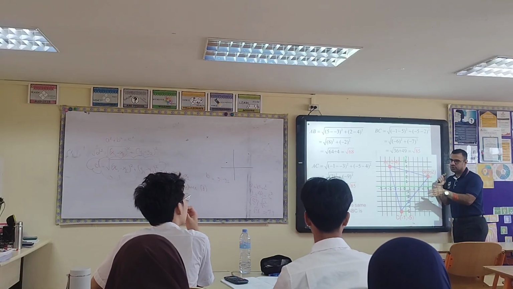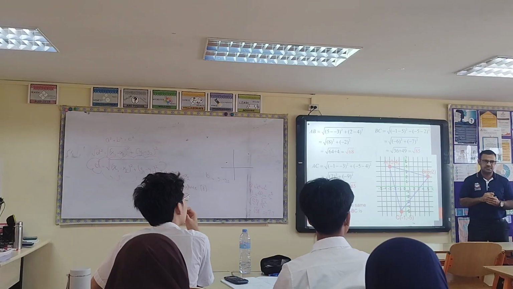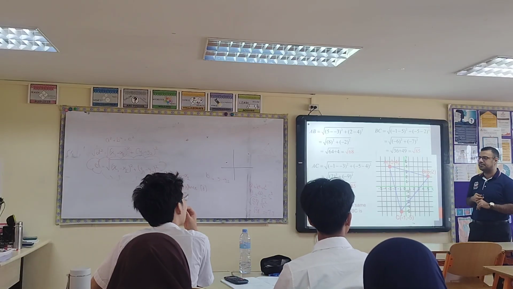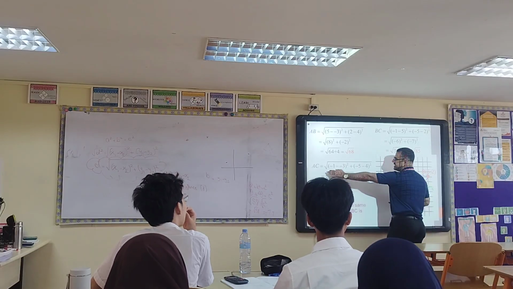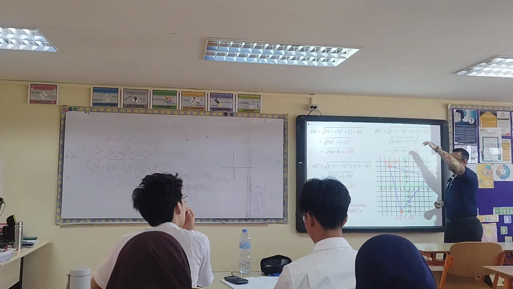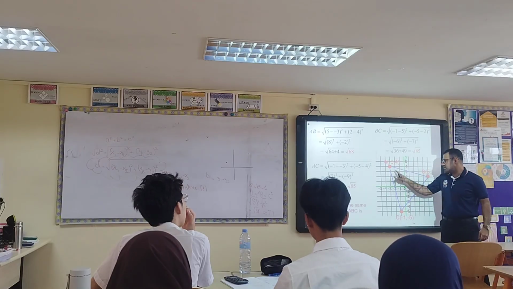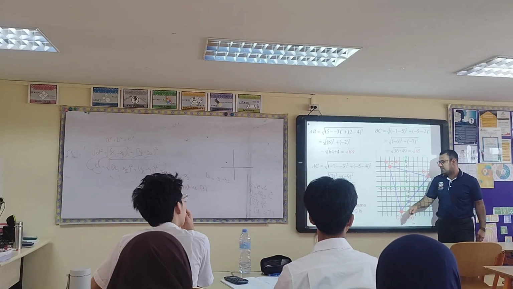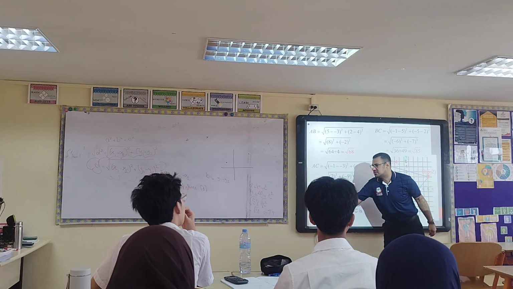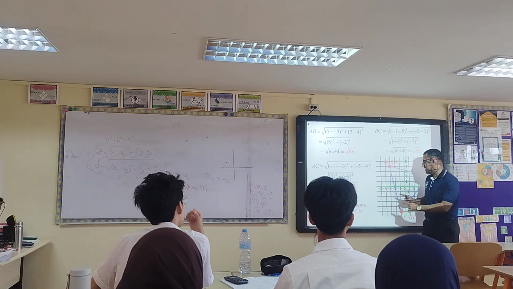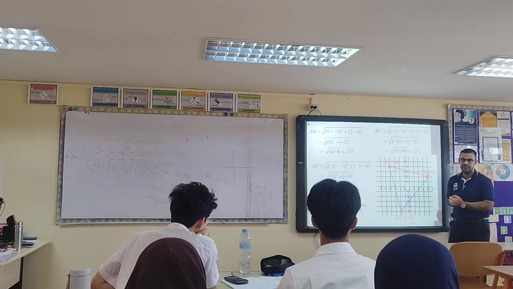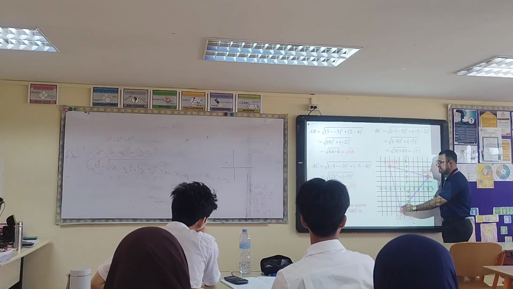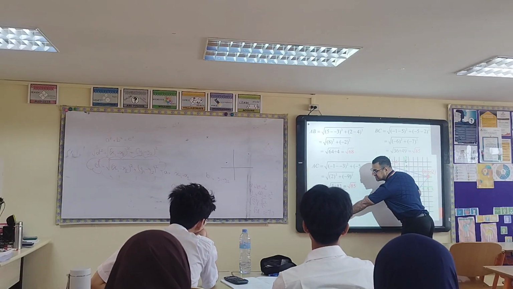Can I see any two same answers? The same distance. Which one has the same distance? AC and BC, right? So since those two sides are equal, then the triangle is isosceles. Isosceles mean two equal sides, yeah? Like this side equal to this side mean it's isosceles.